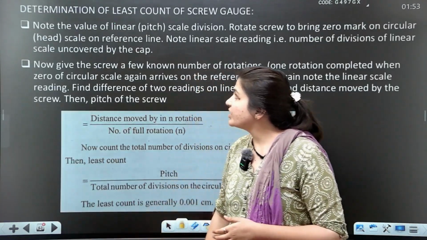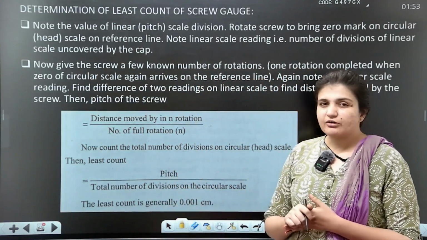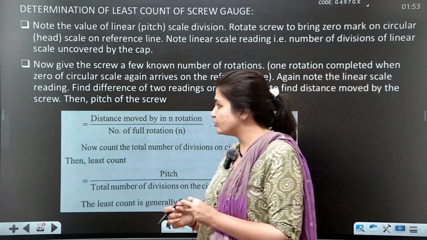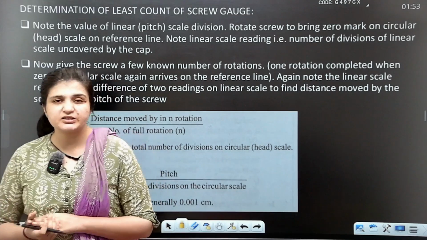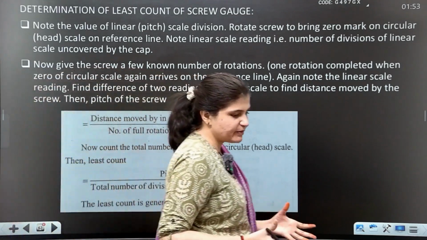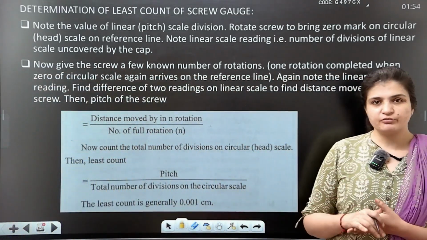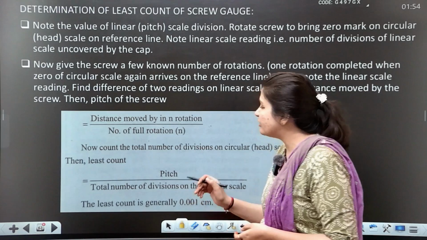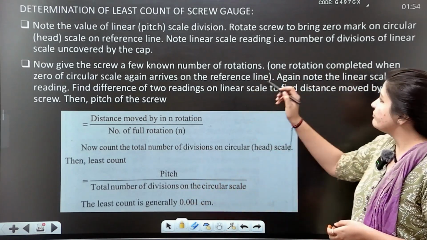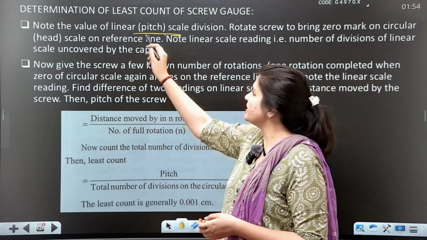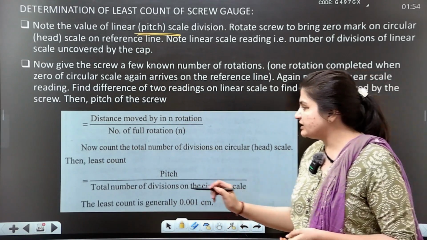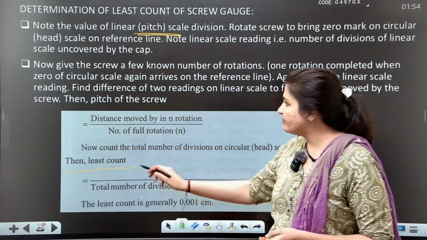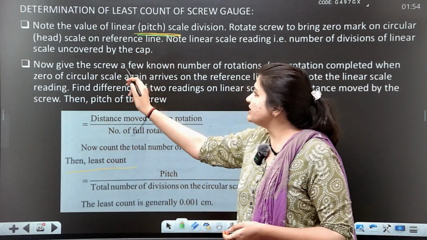Now, determination of the least count. So how can we find the least count of this screw gauge? What is the method to find the least count? We have basically two quantities here: first the pitch, and then the least count.